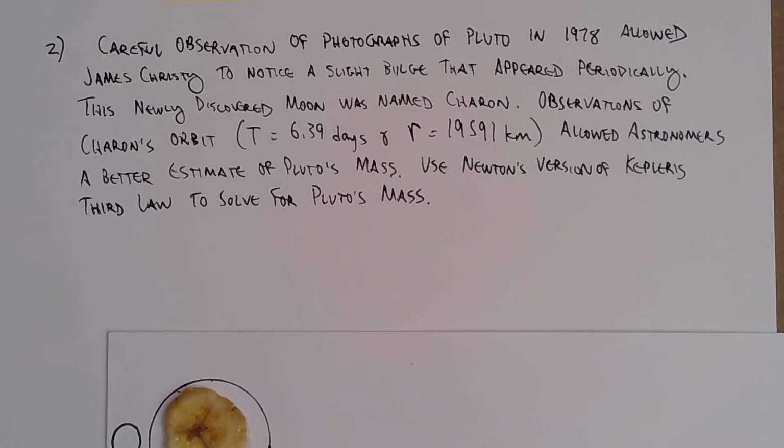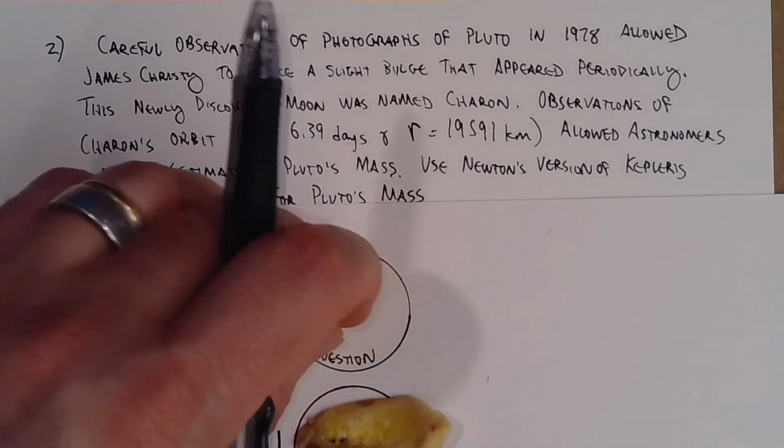In any case, once we saw there was an object orbiting Pluto, we actually could learn more about Pluto because we can use our equations by analyzing the motion of a satellite. We can learn more about the object itself. So when we take a closer look at Charon's orbit, it has a period of 6.39 days and an orbital radius of 19,591 kilometers. And we can actually use that to solve for an estimate of Pluto's mass. So let's give it a go.